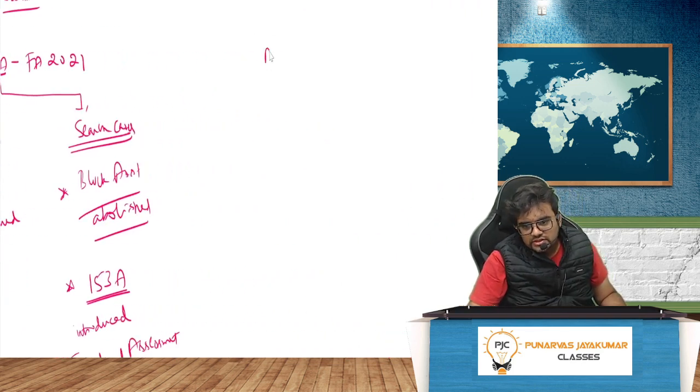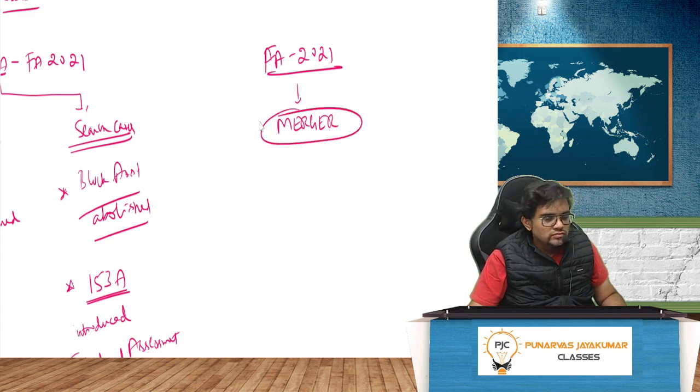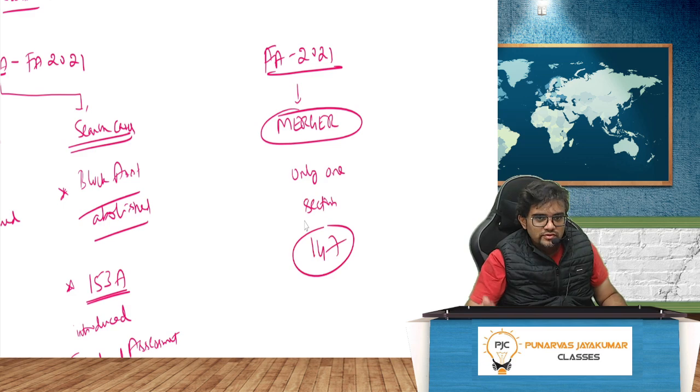In Finance Act 2021, what did she tell? She said block assessment also failure, separate assessment also failure. So she said merge. So everything is now merged into only one section, 147. This you already know. You've been doing all this while.